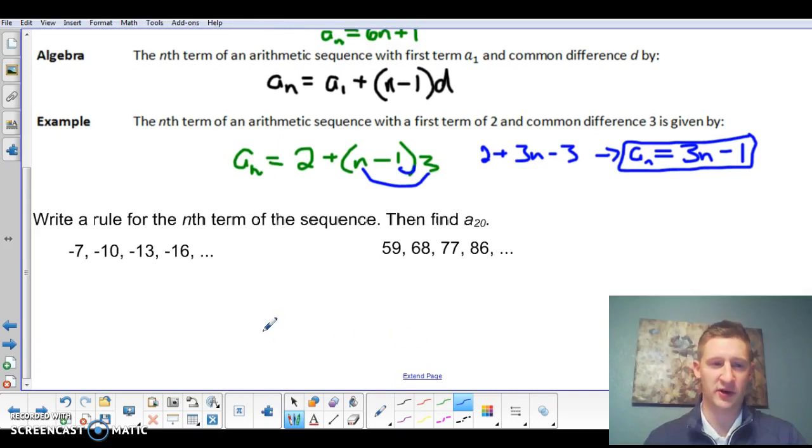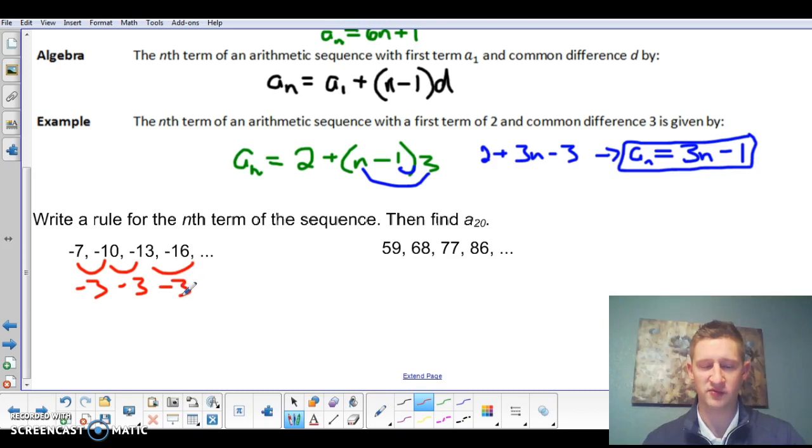Let's practice a couple more here. Write a rule for the nth term of the sequence. All right, -7, -10, -13, -16. Looks like this common difference is -3 because I'm going down by 3 each time. So when I write these rules, there's two things I need to know. I need to know the first term, and I need to know the common difference. Well, the first term in this case is -7, and the common difference is -3. Well, that's it. I'm going to put them in the right spots in my formula.